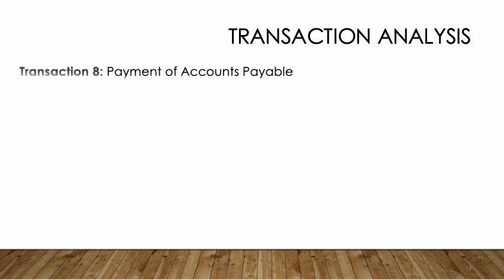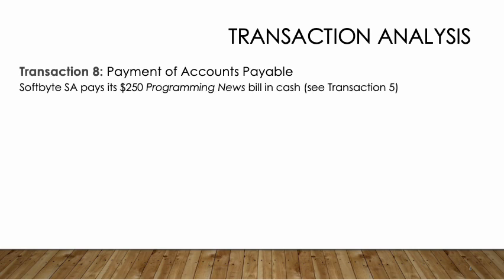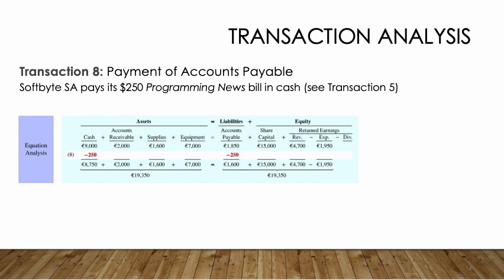Transaction number 8. We're going to make payment on an account payable here. So remember back in transaction 5, we received the benefit of the advertising with Programming News. We did not pay right away, but finally we're going to pay now. So we're going to pay our $250 bill in cash. What's going to happen here then is our cash balance is going to go down, and our account payable to Programming News is also going to go down. And so with double entry accounting, we can see here, the accounting equation always applies.